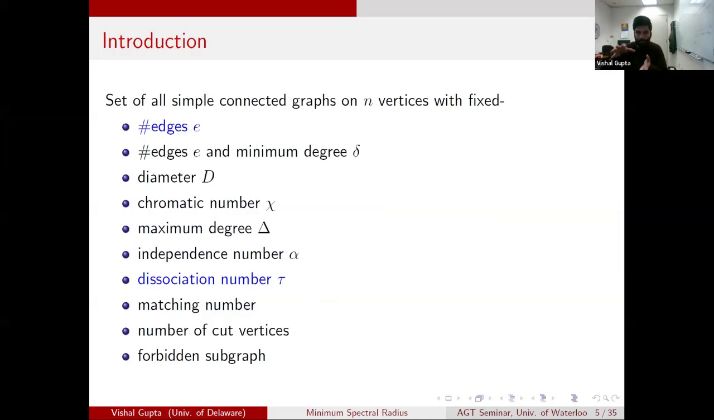So for example, we are taking the set of all simple connected graphs on n fixed vertices. And the second parameter that we are fixing is as follows. In case 1, we are fixing the number of edges. In case 2, we are fixing the number of edges and the minimum degree. Or in case 3, the diameter, likewise chromatic number, maximum degree, and so on. The ones in blue are the ones that I will talk about. So the first class is all simple connected graphs on n vertices with a fixed number of edges e. And the second, we are taking all simple connected graphs on n vertices with fixed dissociation number tau.